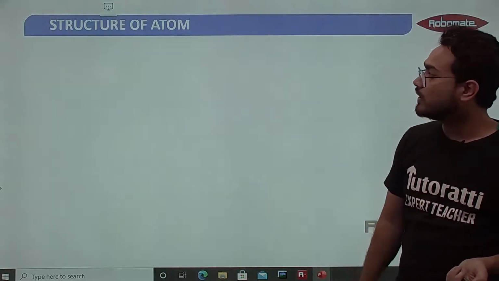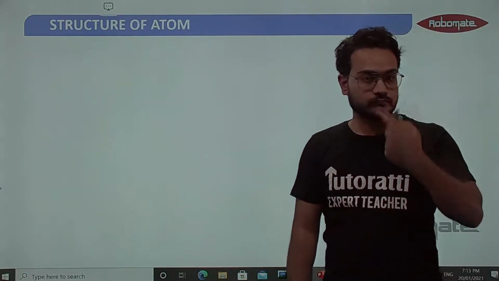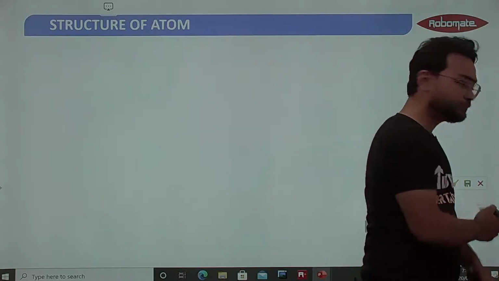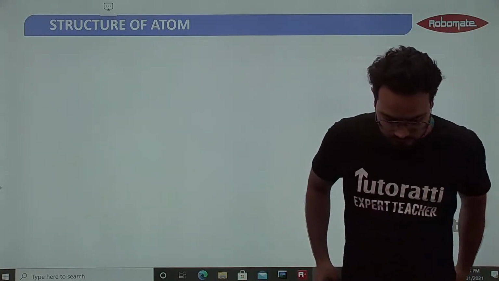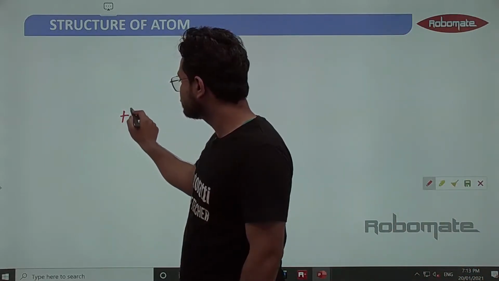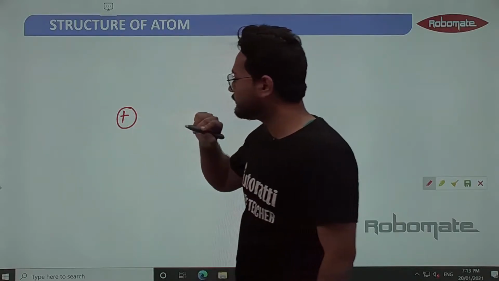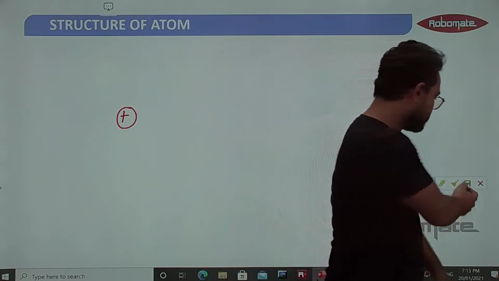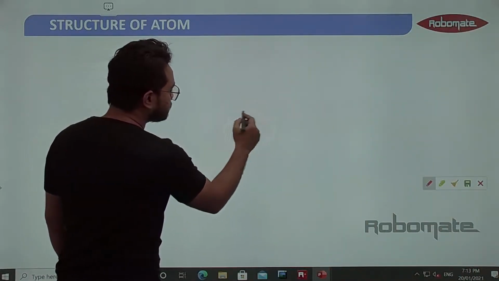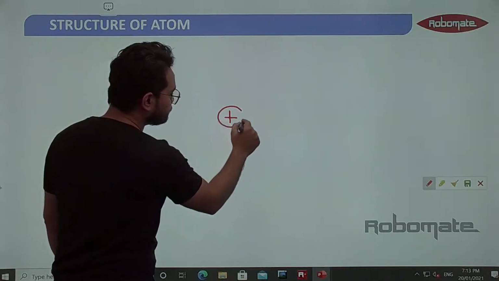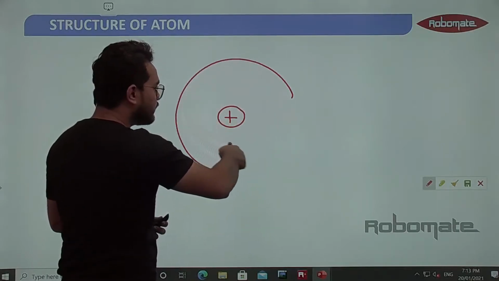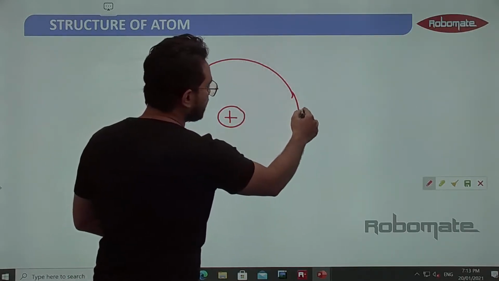Now, what is the photoelectric effect? Let me make you understand. Suppose this is your nucleus, and as we know, electrons revolve around it.